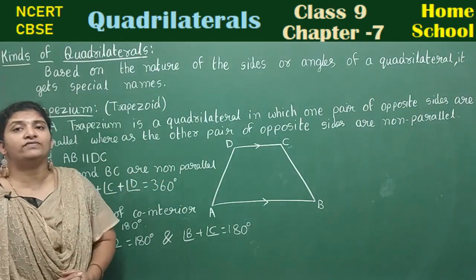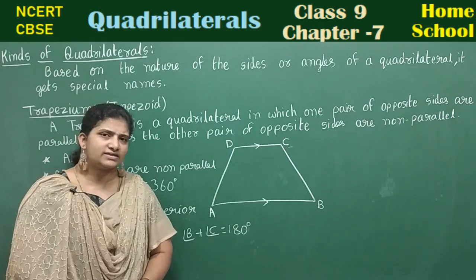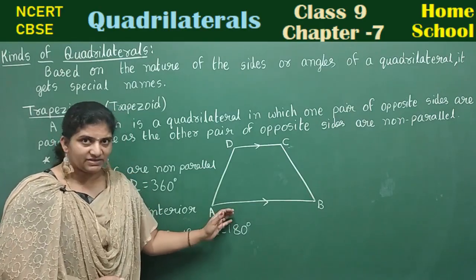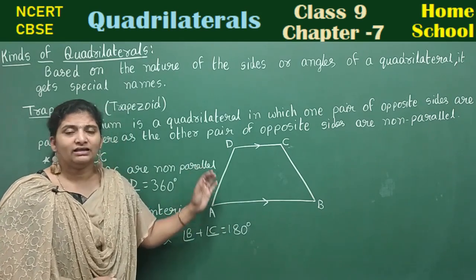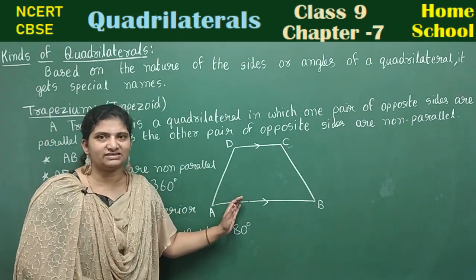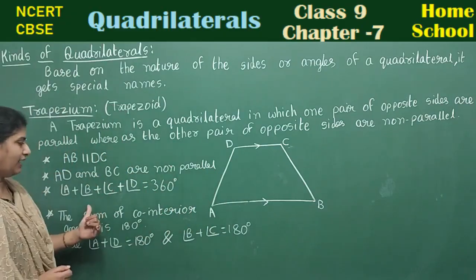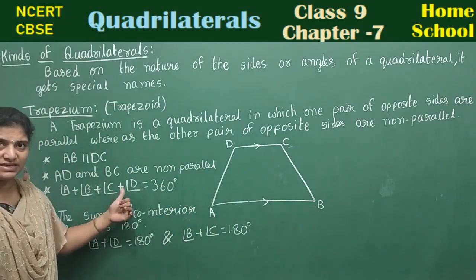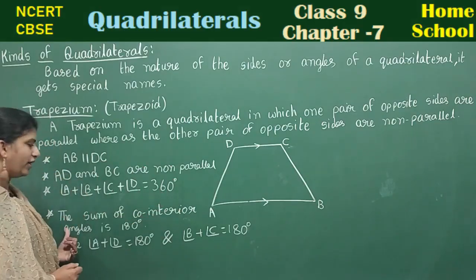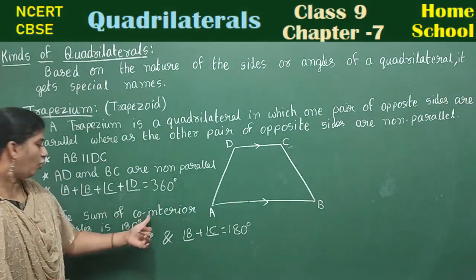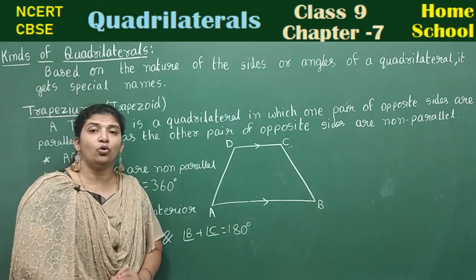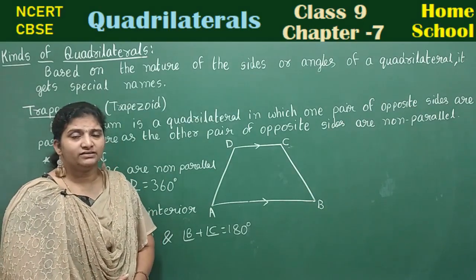Next point, the sum of the interior angles of a quadrilateral is how much? 360 degrees. Similarly, this trapezium is also a quadrilateral. The sum of the interior angles is equal to 360 degrees. That is, angle A plus angle B plus angle C plus angle D is equal to 360 degrees. Next point, the sum of co-interior angles is 180 degrees. What do you mean by co-interior angles?